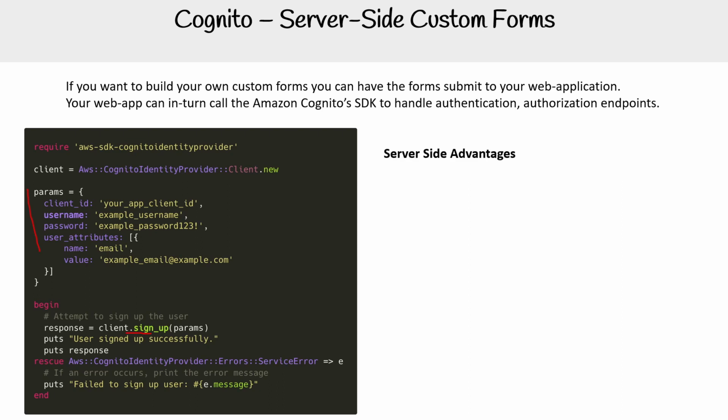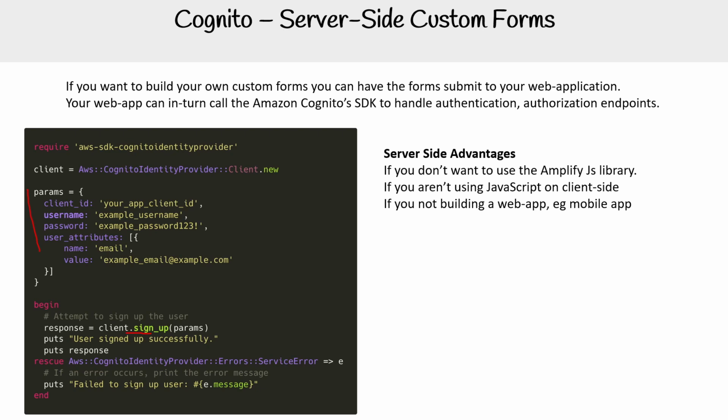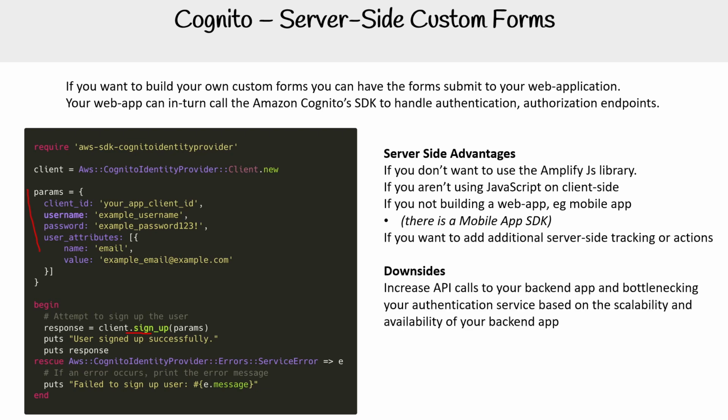What are the advantages of doing the server side? Well, if you don't want to use the Amplify JS library, which I really don't like, this is one way you could sidestep it. If you aren't using JavaScript on your client side, so if there's no JavaScript happening whatsoever, then you're going to be utilizing this mechanism. If you're not building a web app, so maybe if you have a mobile app, you can do that. But of course, there is the mobile app SDK, so you can technically call Cognito directly from your app client side. But if you don't want to utilize the mobile app SDK, then you could just do the server side. If you want to add additional server side tracking or actions, you can.